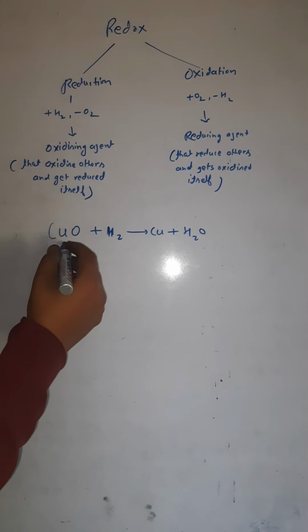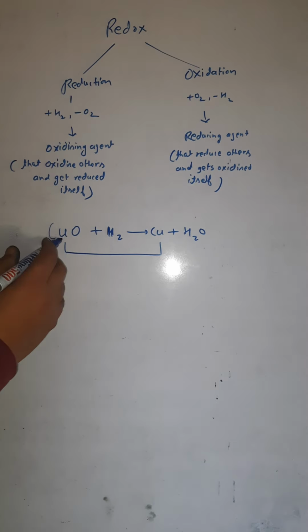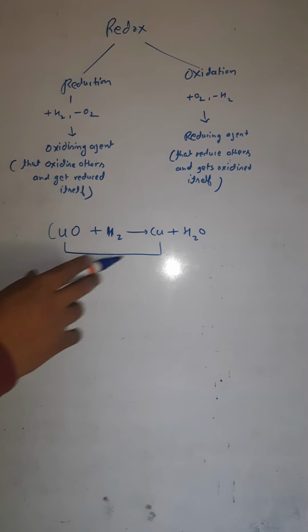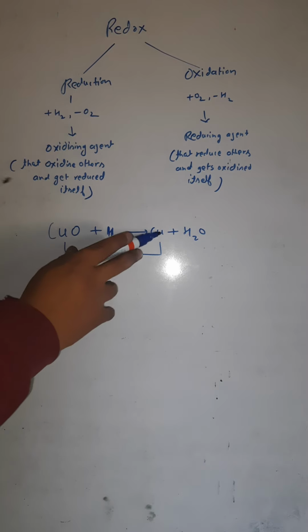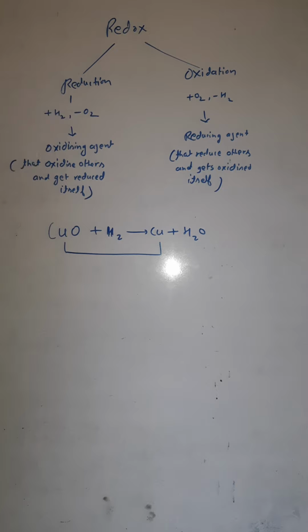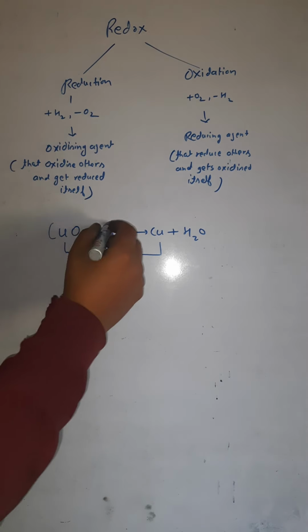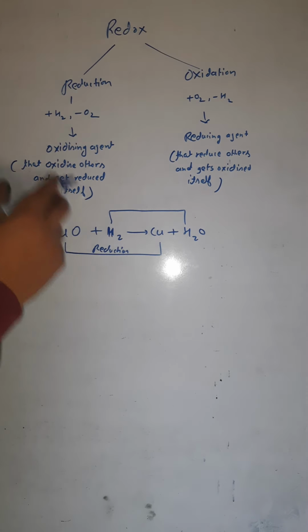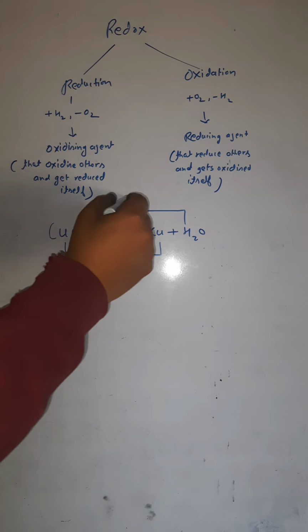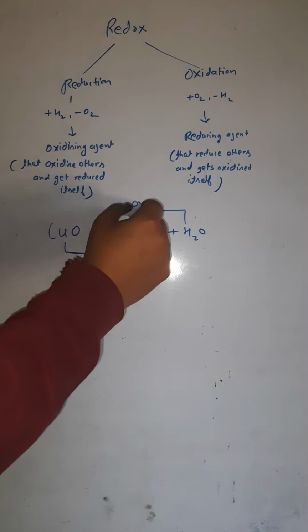How? Look here, copper oxide is converting into copper. So there is removal of oxygen here. Where there is removal of oxygen, it is called reduction. So here reduction is taking place. At the same time, you can see addition of oxygen here. Where there is addition of oxygen, it is called oxidation.